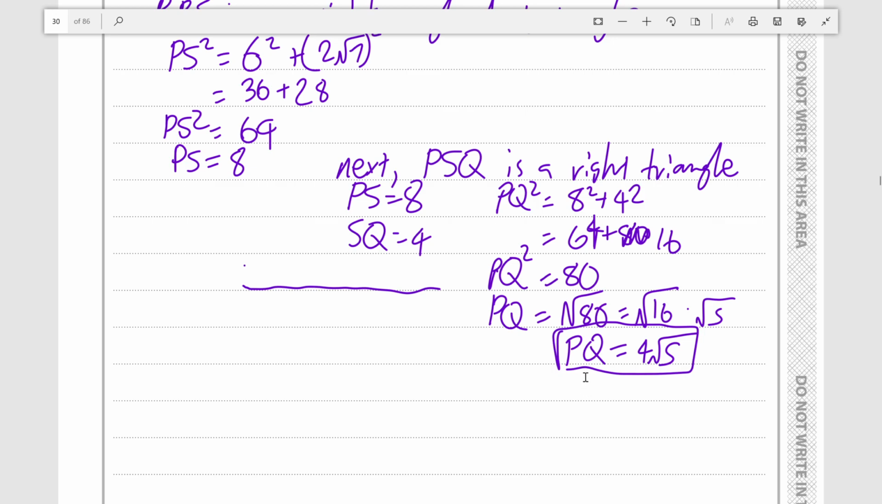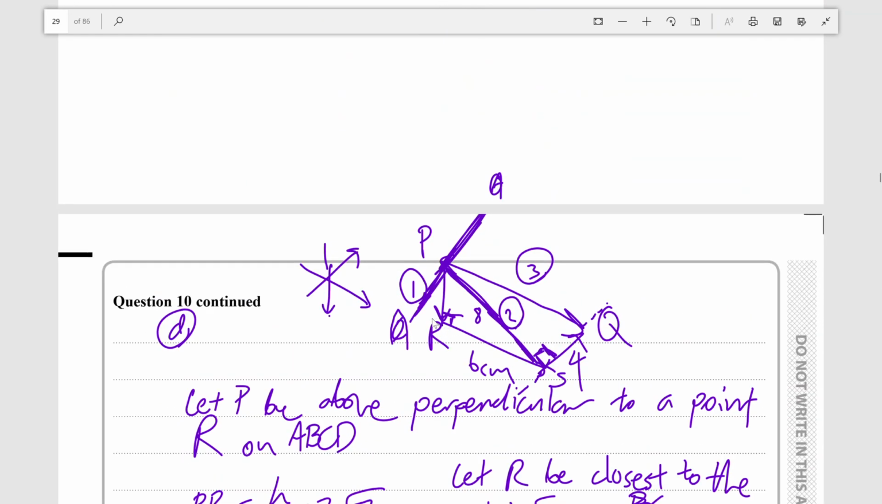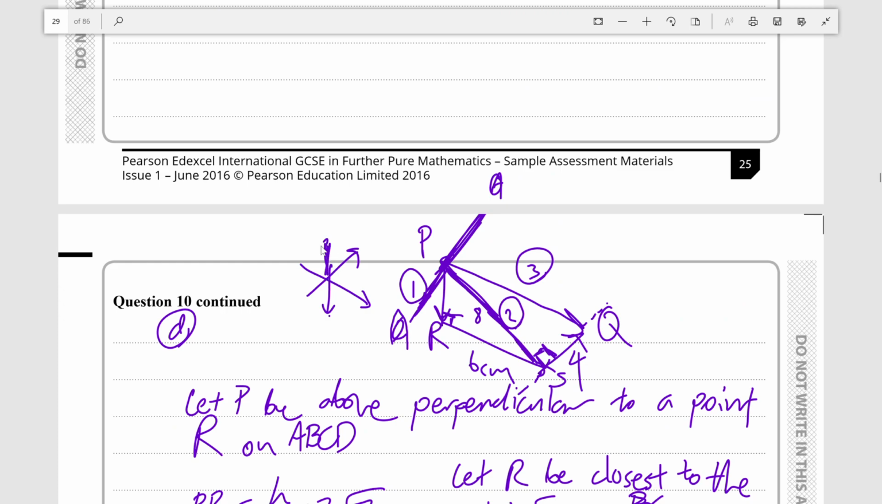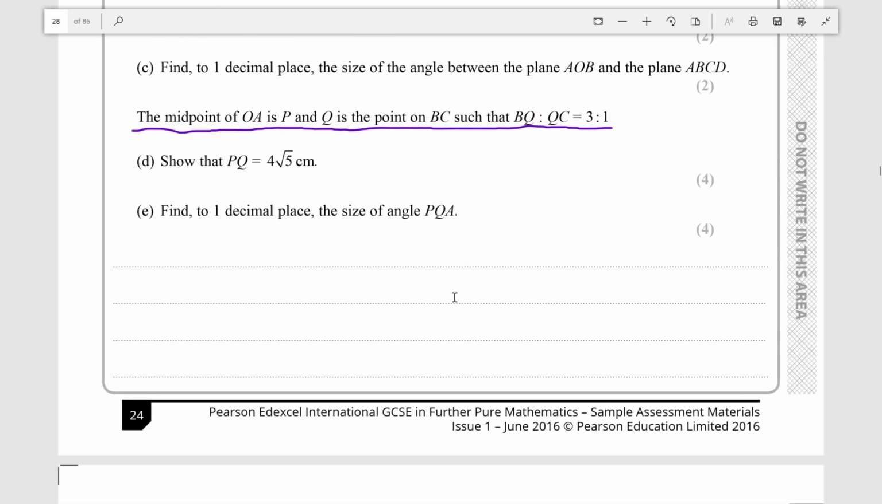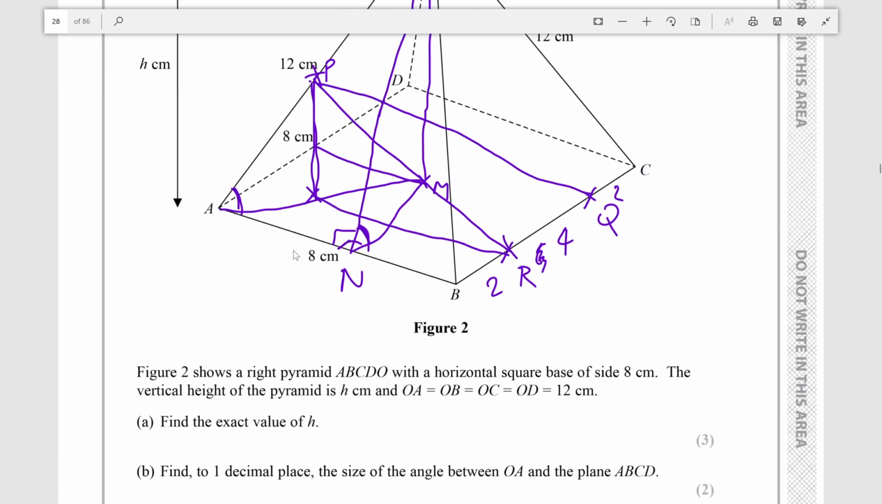Now, I will admit I did have a peek at the mark scheme for this, but the logic holds that if you use this kind of method where you're slowly incorporating every one of the 3 dimensions into your distance calculation, so first you figured out how much down it was, then you incorporate how much right it is, and then finally how much backward it is, that's how you find the final distance between 2 points anywhere in 3D space. So we have proven that PQ is 4 root 5. Now, find to 1 decimal place the size of the angle PQA.